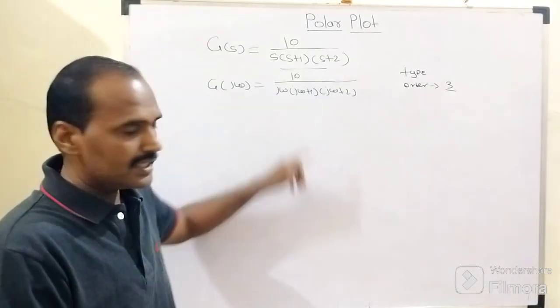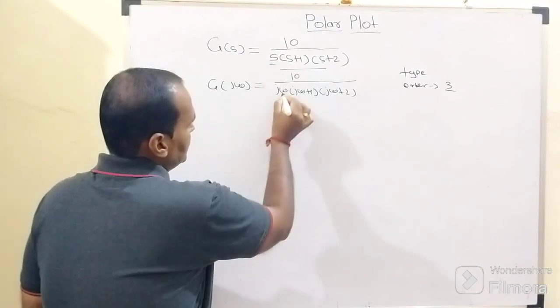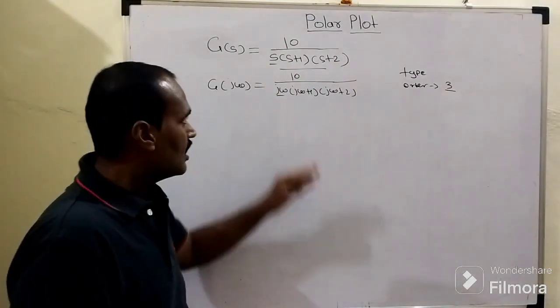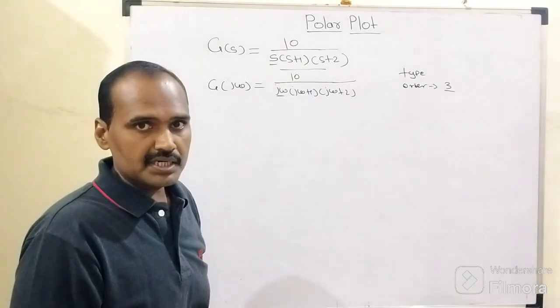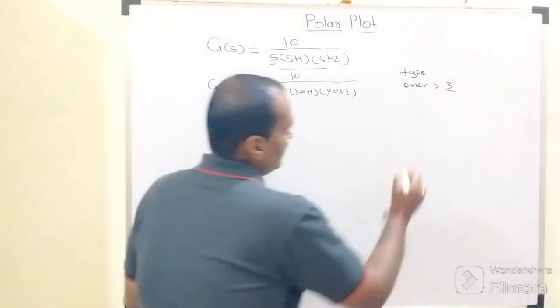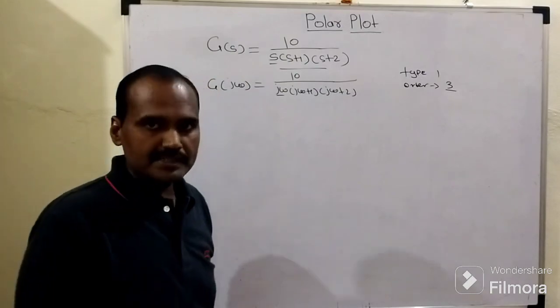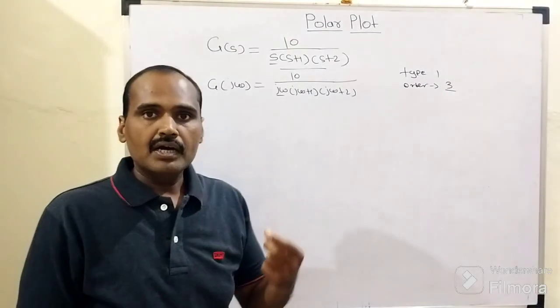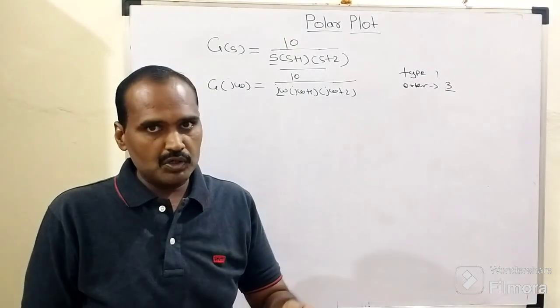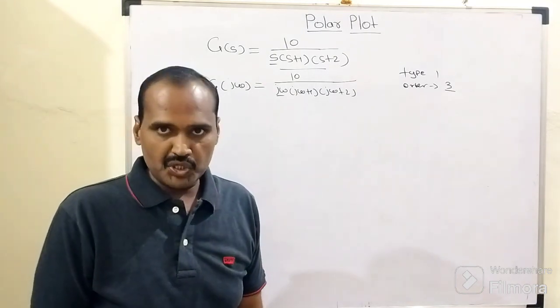As you can see, there is only one pole present at the origin, that is nothing but what? 1 over s or 1 upon j omega. So the type of that system is nothing but what? 1. So it is a type 1 order 3 system which consists of 3 poles and 1 constant term. We don't have any 0, right?